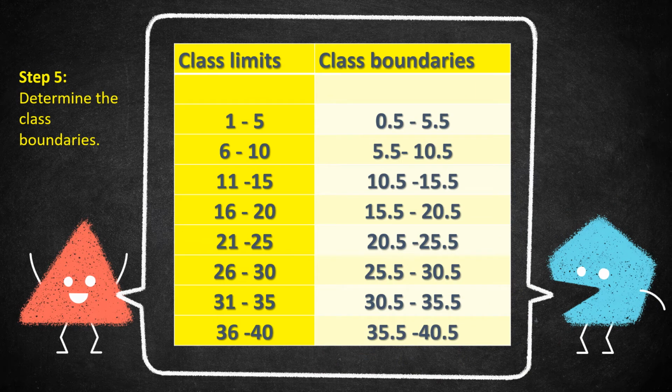So we determine the class boundaries, okay? For 1, that is 0.5, the class boundary. So we subtract 0.5 from the lower limit and add 0.5 to the upper limit.